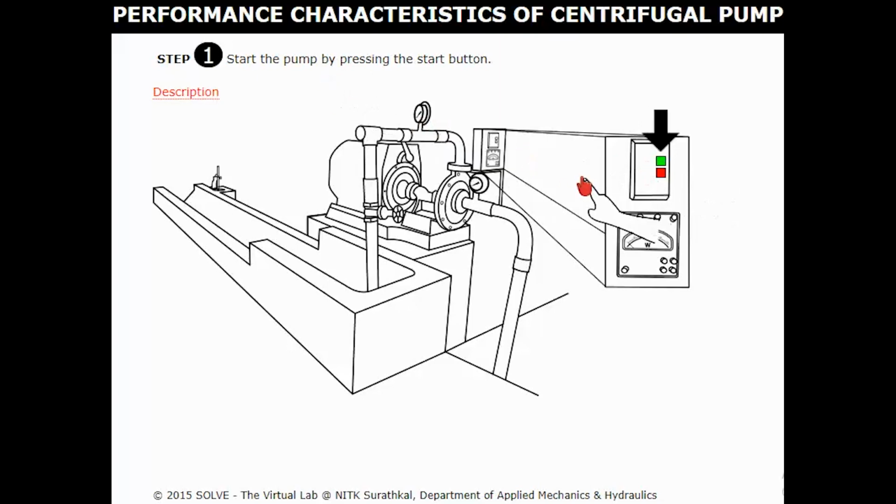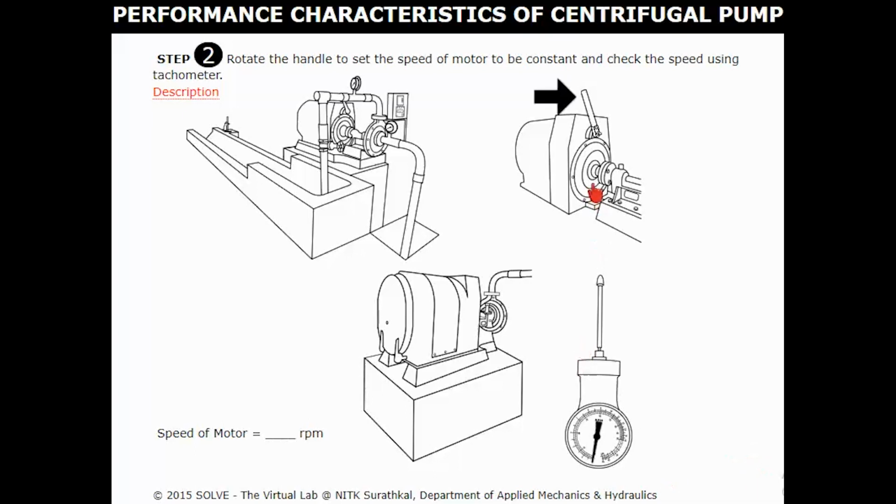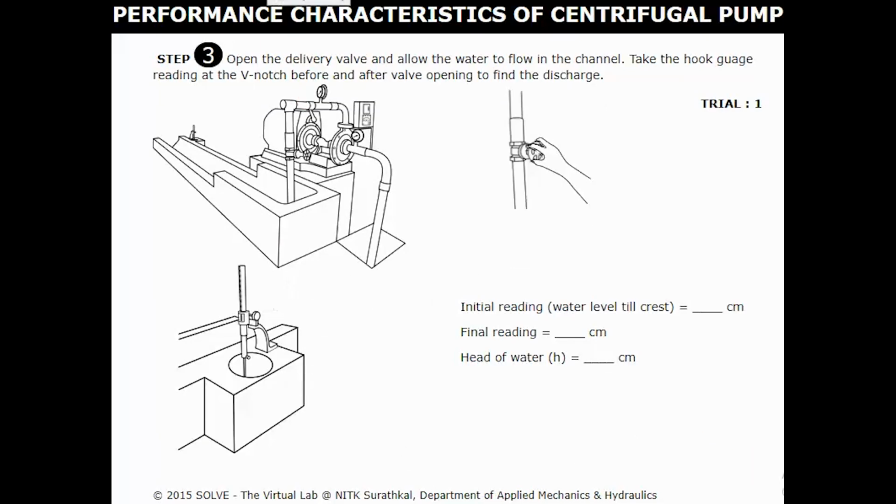Click on this green button to start the pump. Click here to rotate the handle to set the speed of the motor to be constant. Now click here to place the tachometer into the pump and determine the speed. Click here on the gauge to get the zoomed view of it.